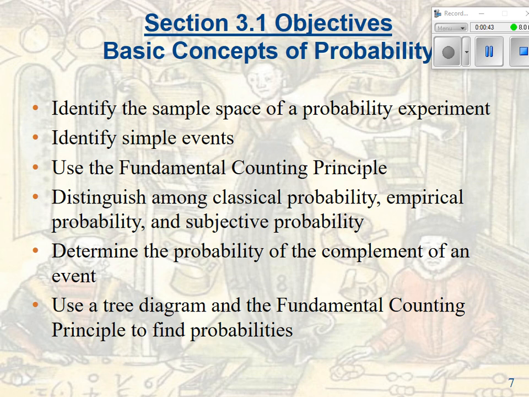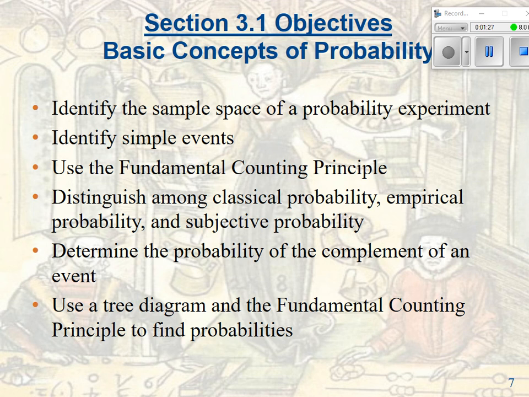I said these are the things that we're going to cover today. Identify a sample space, which is just all of the possible outcomes of a certain situation. Identify simple events. An event is considered simple if there's only one thing that can occur, and we'll talk about that. Fundamental counting principle is not real difficult. Fundamental counting principle gives us the total possible outcomes for any certain event. Distinguish between classical probability, empirical probability, subjective probability. There's three different types. We're going to talk about all three of those.